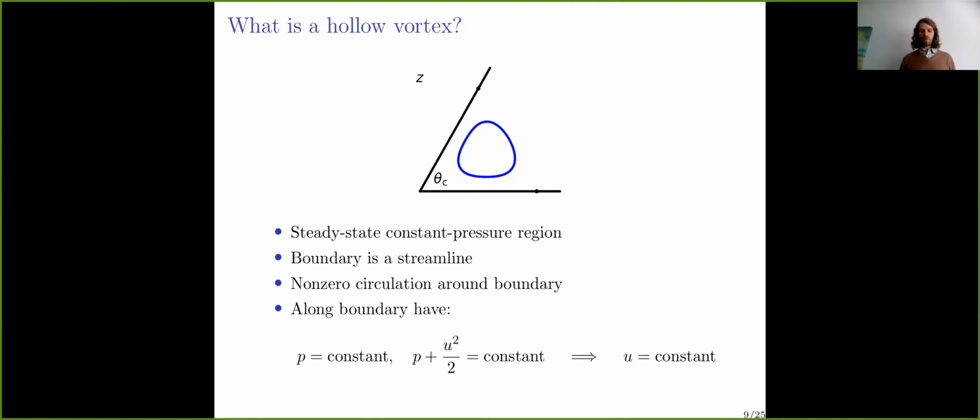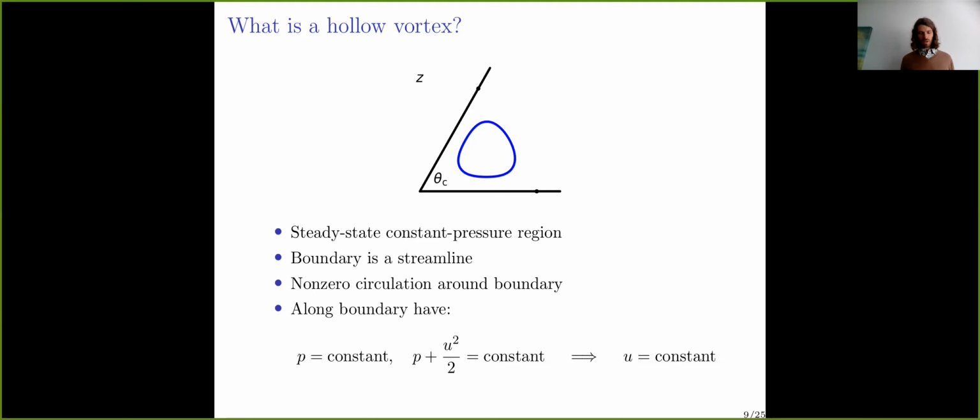So before we can do that to the hollow vortex, we have to know what a hollow vortex is. And it's kind of just this region, closed region of steady state, constant pressure. The boundary is a streamline, and we have some sort of specified circulation around the boundary. And then along the boundary, given that we have constant pressure, and then given that we have Bernoulli's equation, we can conclude that the speed is also constant. So that's a condition we're going to use. We're going to need the speed to be constant along the boundary, and we're going to need the boundary itself to be a streamline. Okay, so hollow vortices.